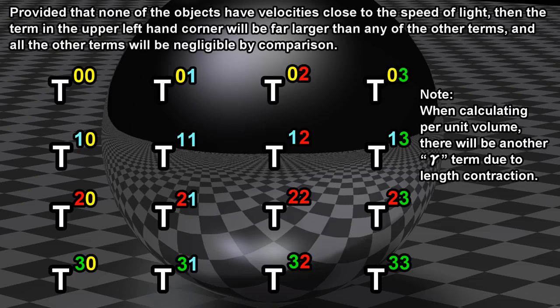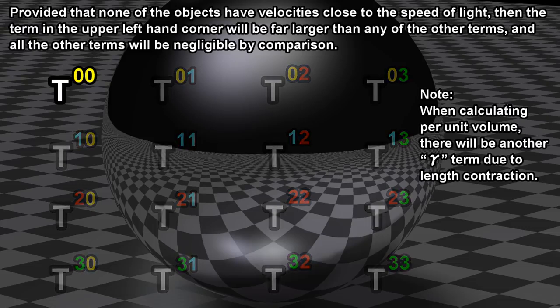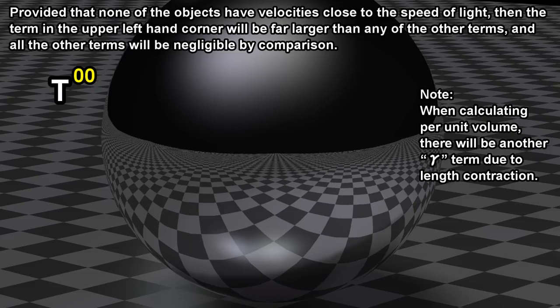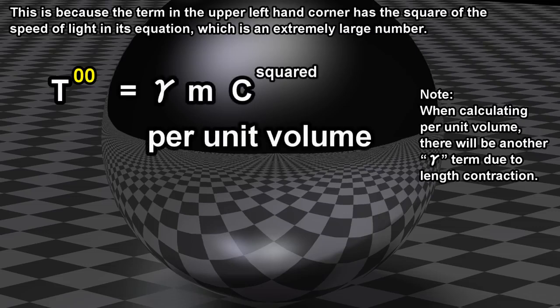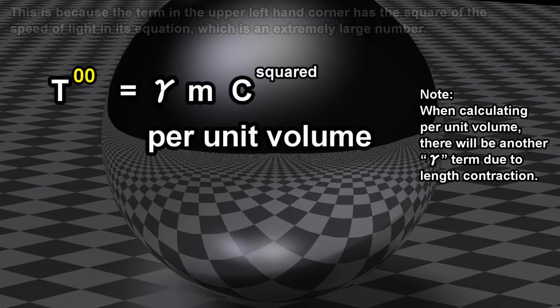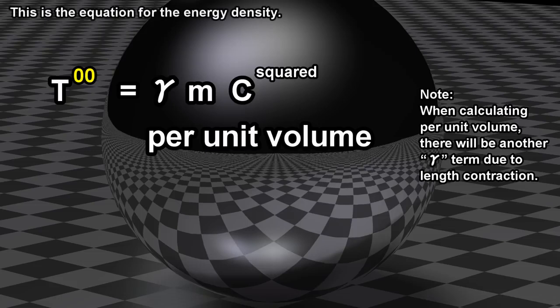Provided that none of the objects have velocities close to the speed of light, then the term in the upper left-hand corner will be far larger than any of the other terms, and all the other terms will be negligible by comparison. This is because the term in the upper left-hand corner has the square of the speed of light in its equation, which is an extremely large number. This is the equation for the energy density.